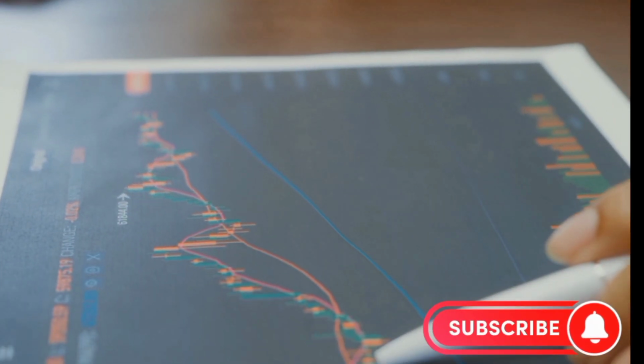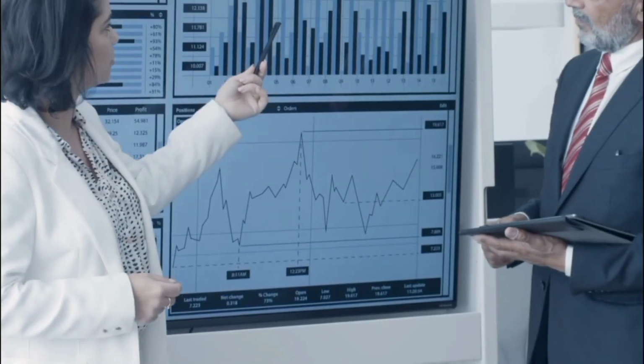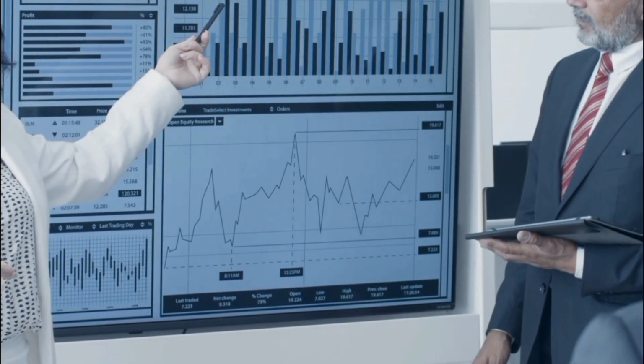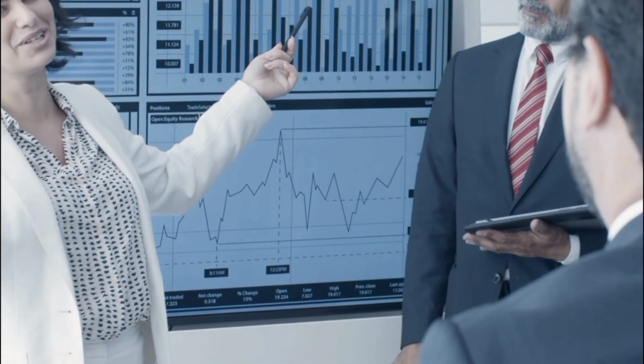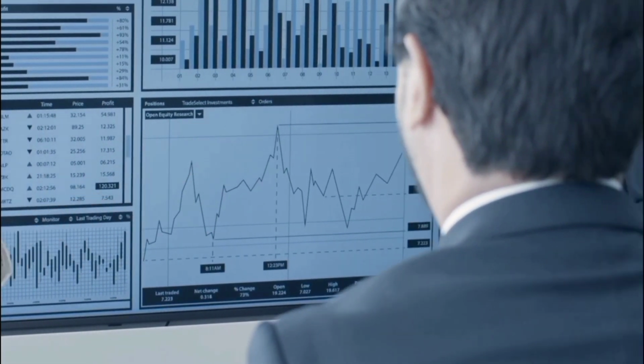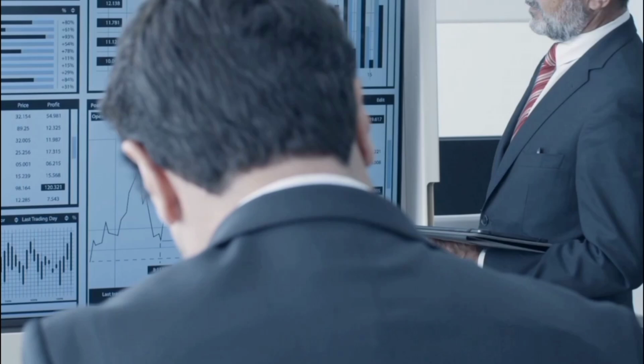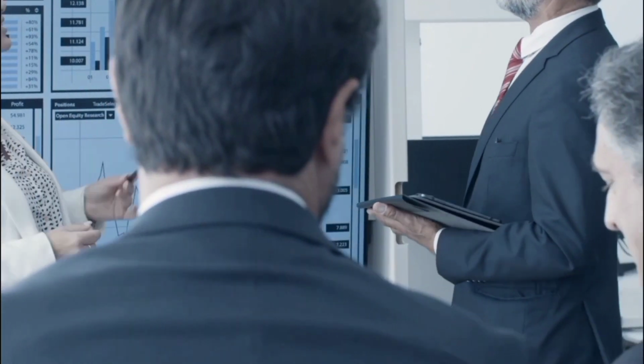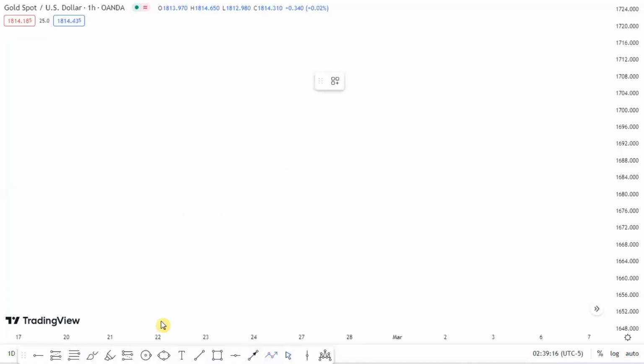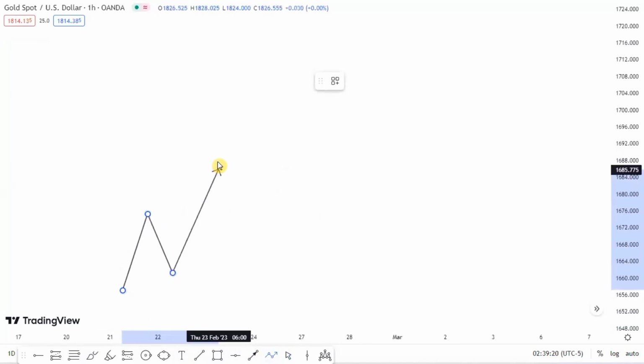So without wasting much of your time, guys, let's dive straight into the key things and the underlying concepts that surround the smart money concept. First, we start with an analogy, okay? Let's go, guys.